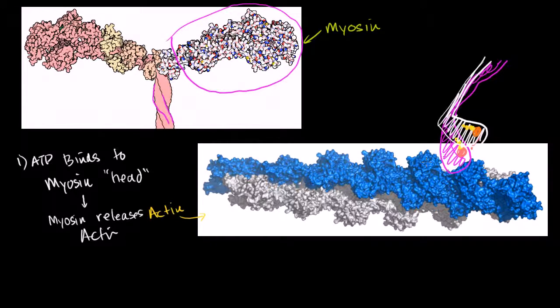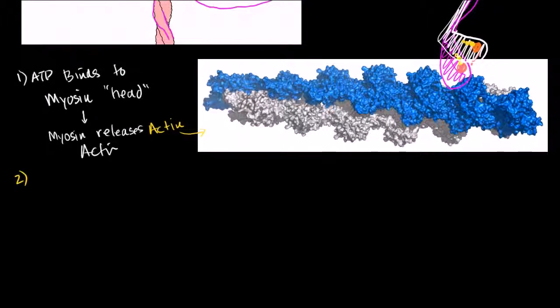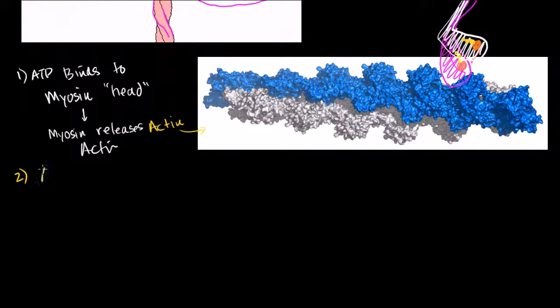Now, in the next step, the ATP hydrolyzes. The phosphate gets pulled off of it. This is an ATPase enzyme. That's what it does. So let me write that down. Step 2, let me scroll down a little bit. Step 2: ATP goes to ADP plus a phosphate group. And what that does, that releases the energy to cock this myosin protein into a high energy state.